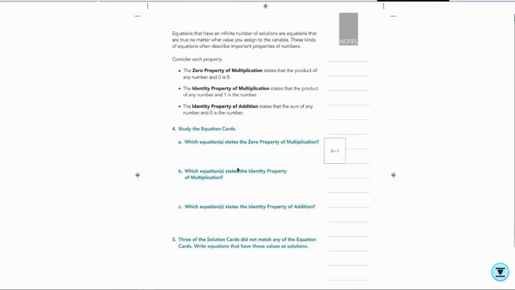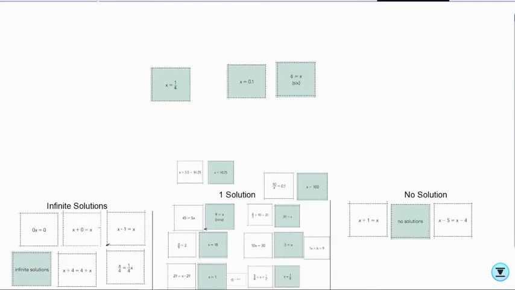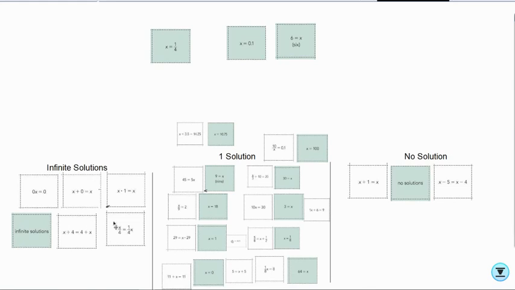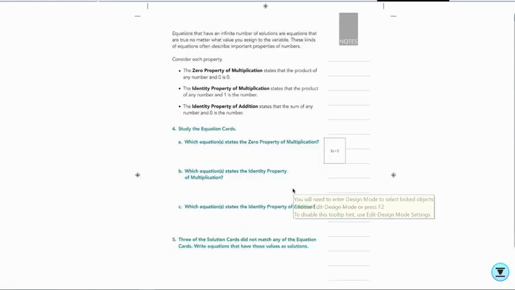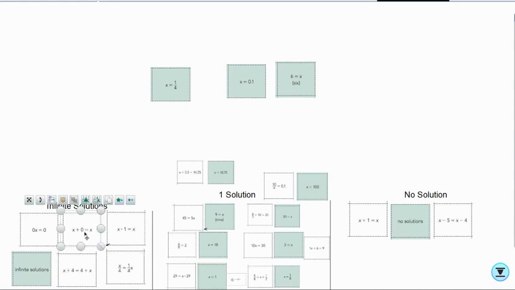B, which equation states the identity property? Well, the identity property states that the product of any number and 1 is that same number. So the identity property, if we look over here, we have any number times 1 is the same number. That's the identity property. Which equation states the identity property of addition? This identity property of addition says that the sum of any number and 0 is the same number. So if I take any number plus 0, I get the same number. It's right there.